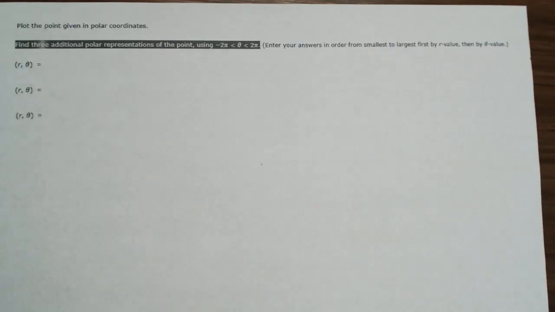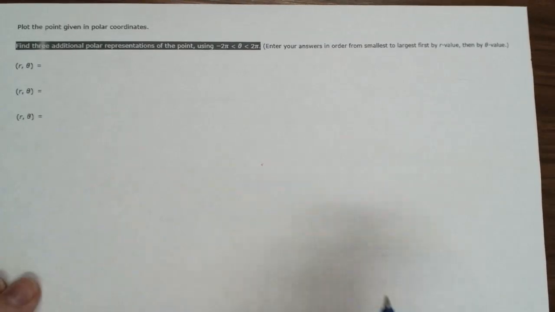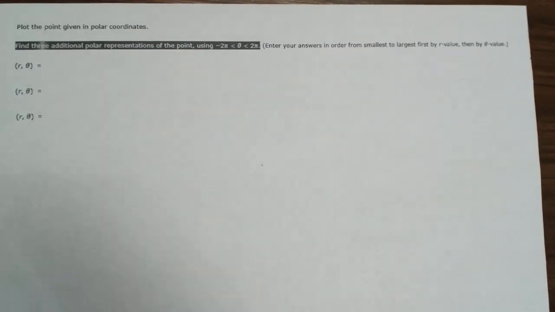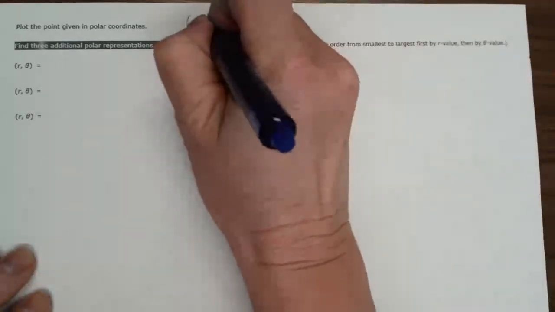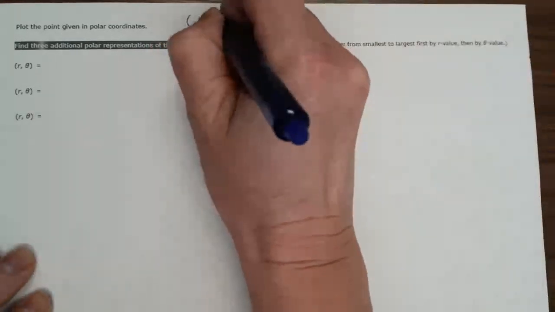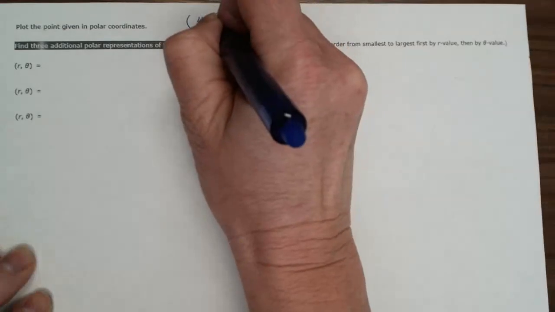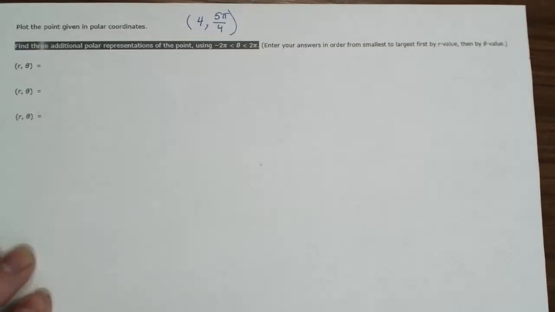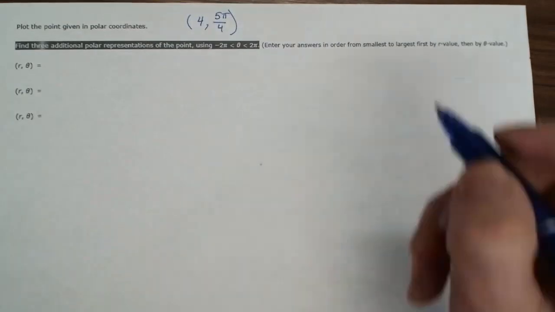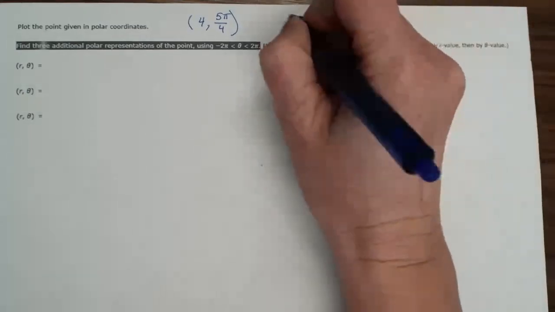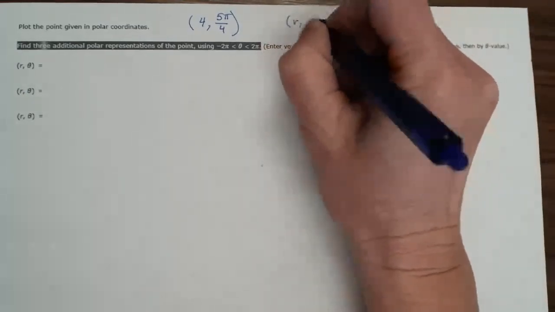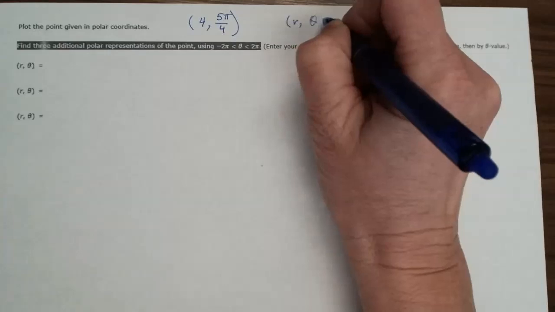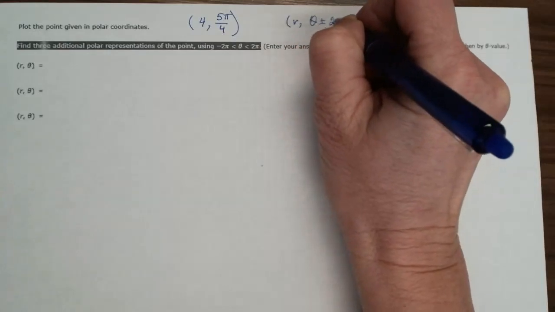Now we will review problem number 2. The point is (4, 5π/4). Again, we will use the same rule. I will write the rule down here. R, and it will be θ plus or minus 2π.